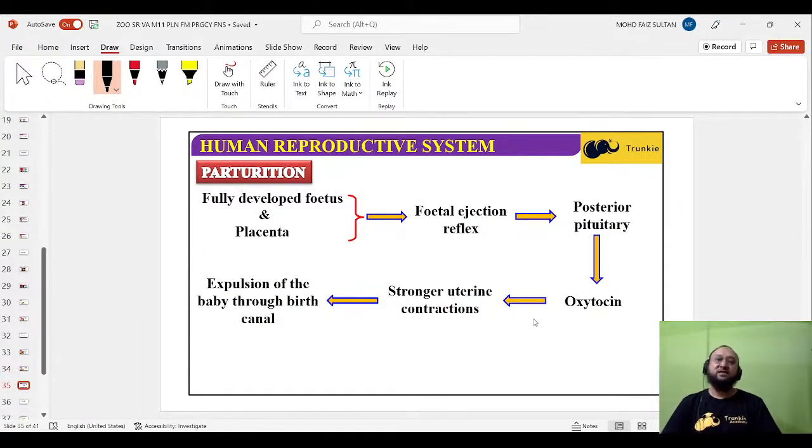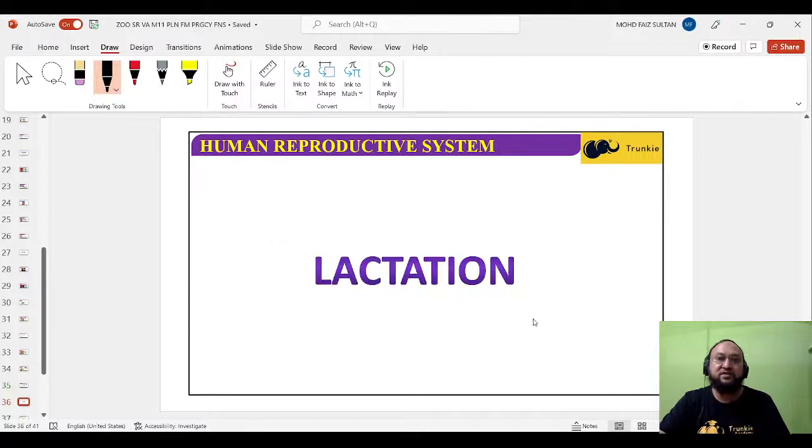The fully developed fetus along with the placenta causes the fetal ejection reflex, and that sends signals to the pituitary gland to secrete oxytocin hormone, which in turn causes stronger contraction. These more and more strong contractions cause the expulsion of the baby through the birth canal, and thus the delivery of the child takes place.